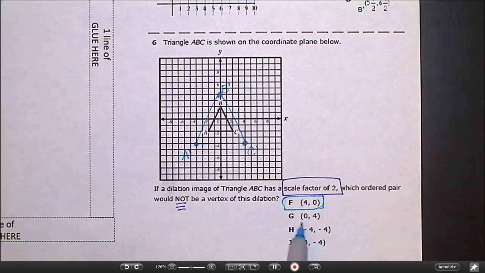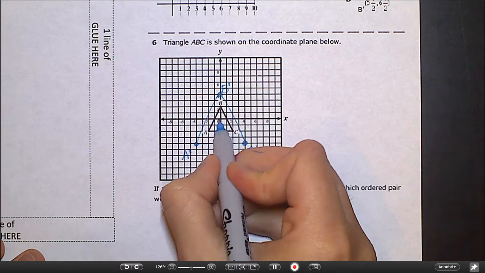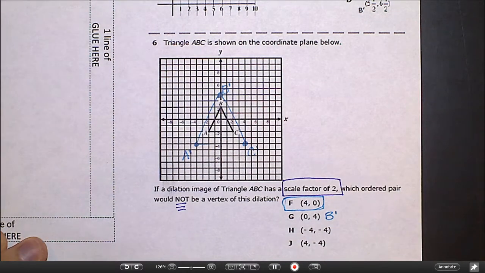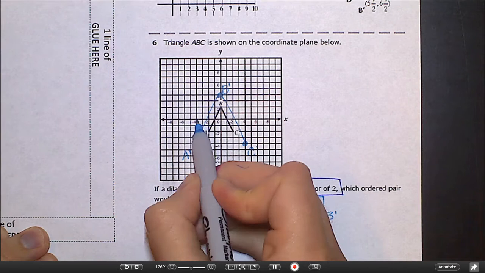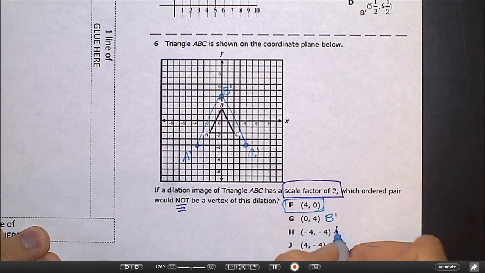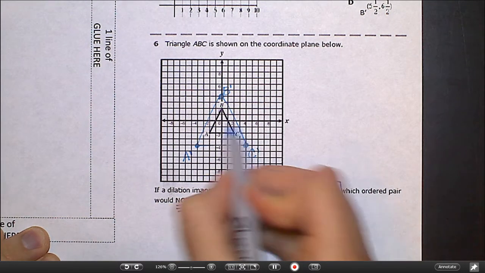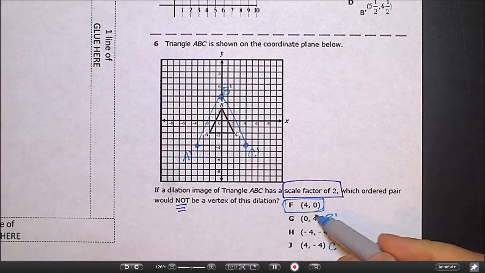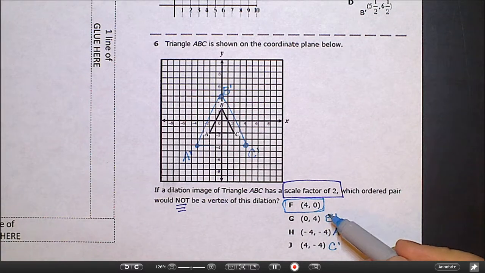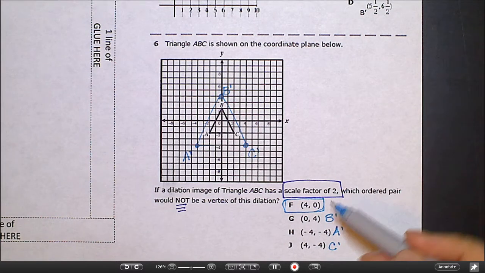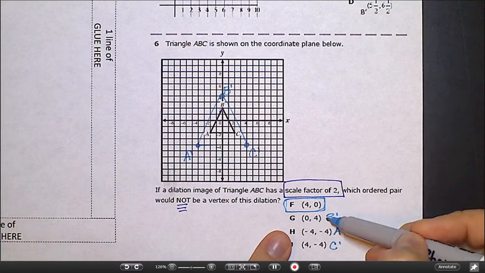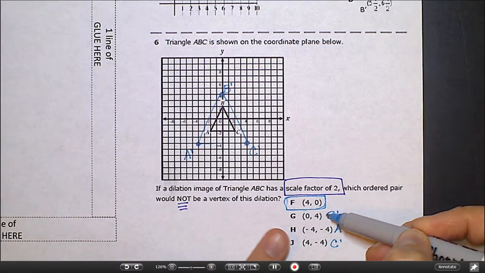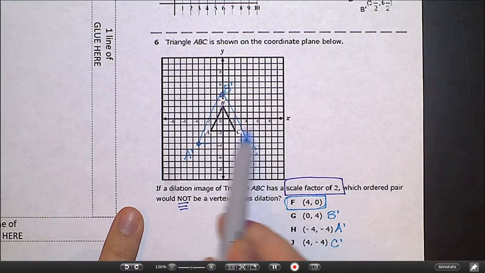But let's check the others. 0, 4. That's B prime. Negative 4, negative 4. That's A prime. And then 4, negative 4 is C prime. So yes, 4, 0 is the only one of these that is not a vertex of this dilation. And notice it's the opposite of this one. So if you get confused about your x's and your y's, you could have some trouble here. Remember, it's always left and right, and then up and down.